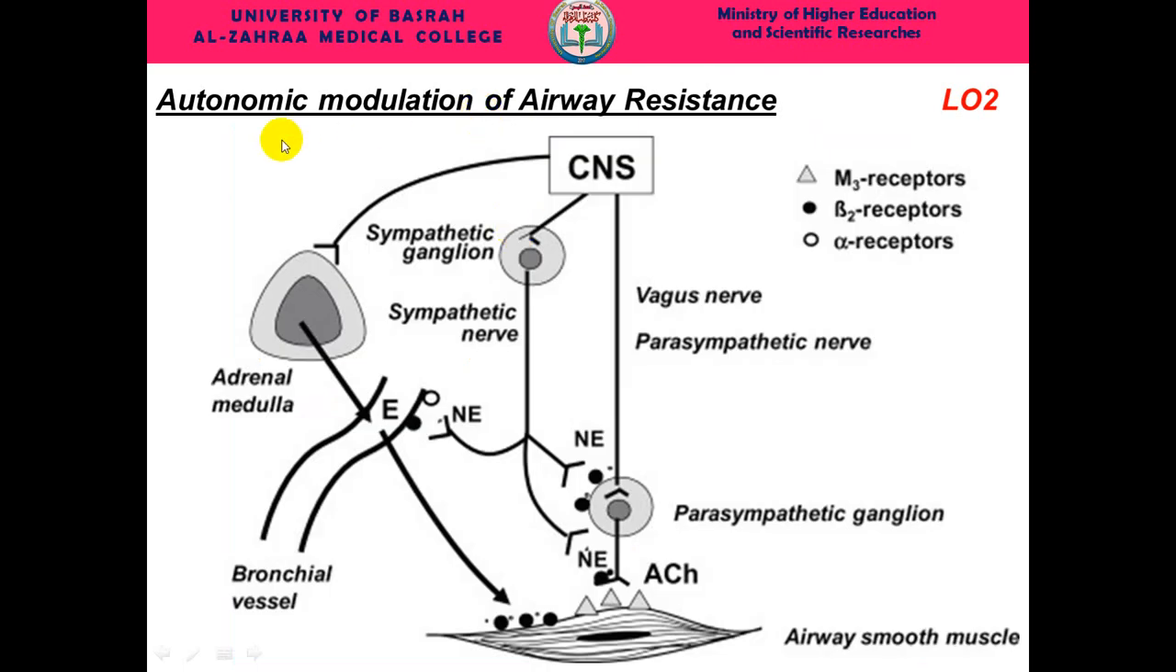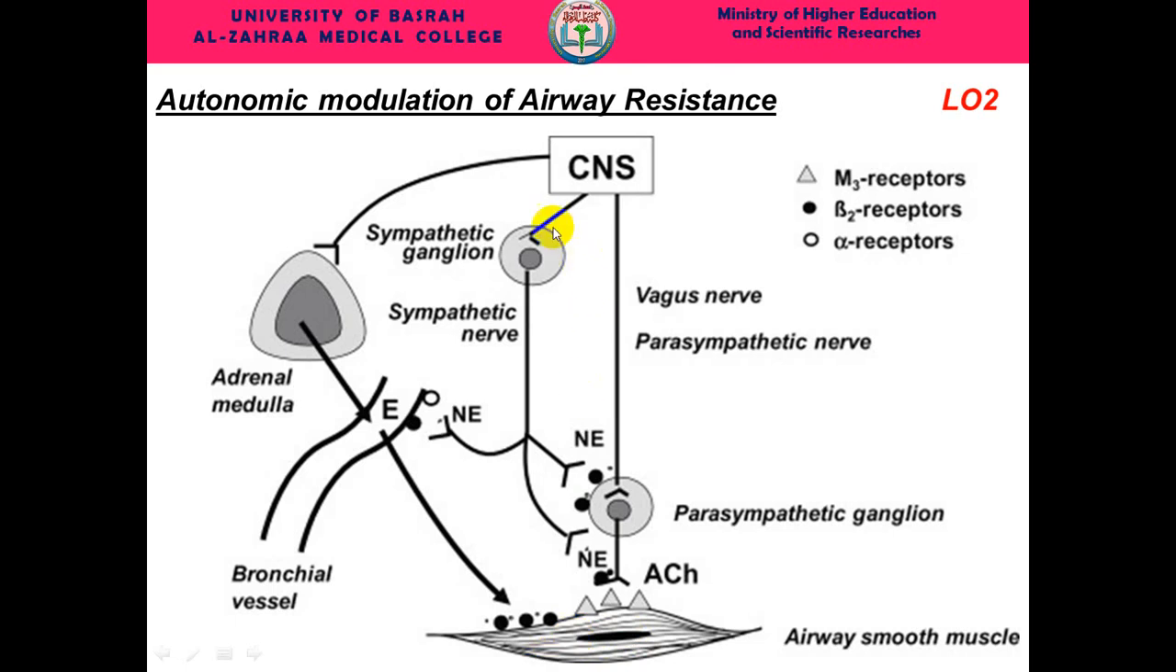So the mechanism of action is very simple. From the adrenal medulla, we will have the adrenaline and other substances, and they will act on the beta-2 receptors that are present in the airway smooth muscle. These are the beta-2 receptors, the small black circles, and will cause bronchodilation because they relax the airway smooth muscle.